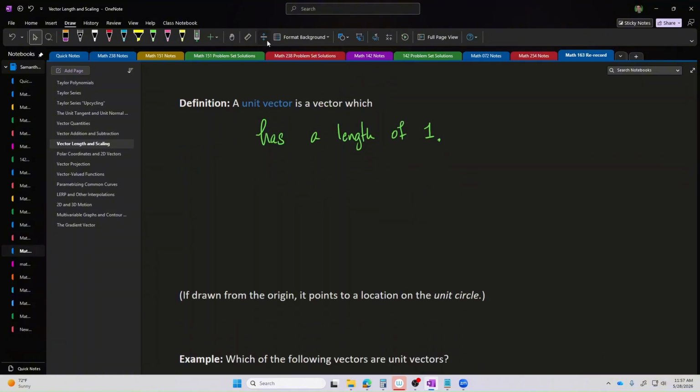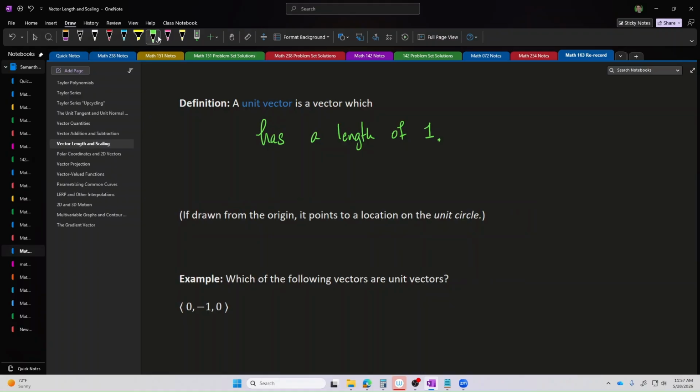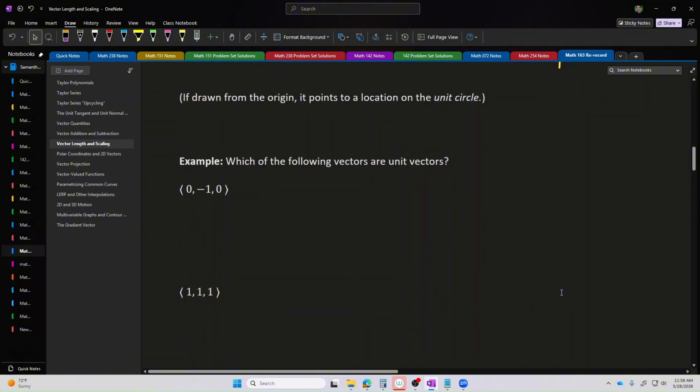And one way to remember where this name is coming from is that if you remember the unit circle from trig, the unit circle was this circle of radius 1 centered at the origin. And something to remember about unit vectors is that when you draw them, they will always point to a location on this unit circle, because the unit circle points are 1 unit away from the origin, and a unit vector has a length of 1. So to make sure that we understand this language, I'm going to give us a lot of different vectors, and we're going to determine which of these vectors count as unit vectors.